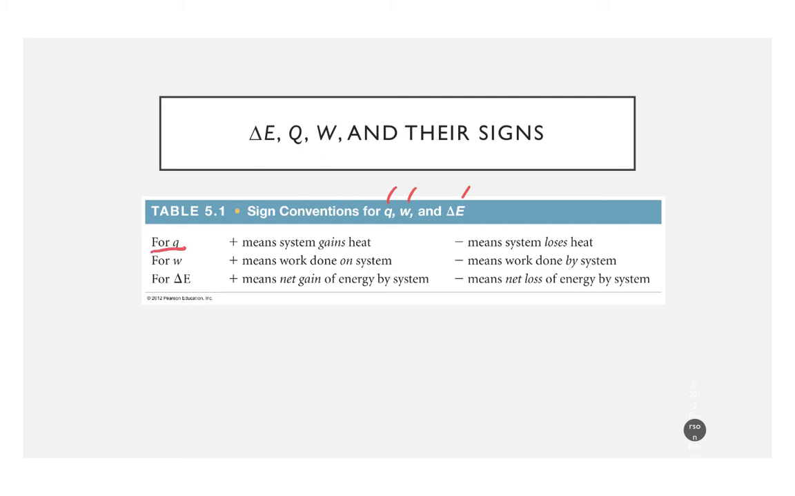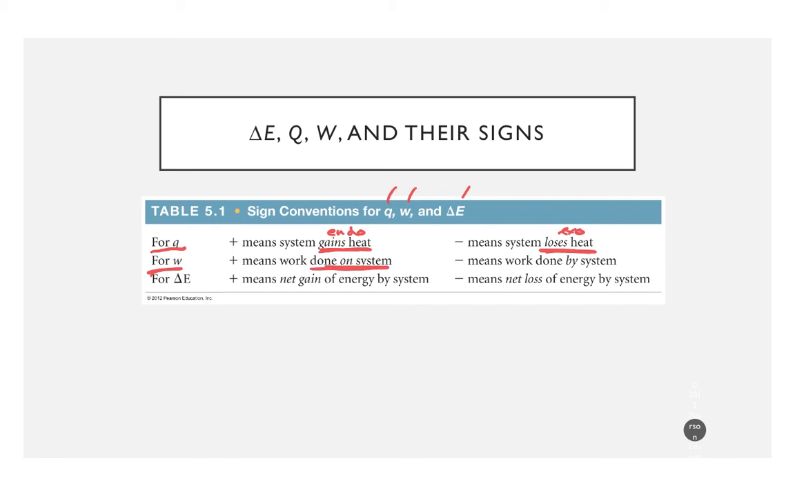If we're talking about heat, a positive sign on heat means that the system is gaining heat. It's bringing in heat from the surroundings. A negative sign means it's losing heat to its surroundings. So again, endothermic, exothermic, right?